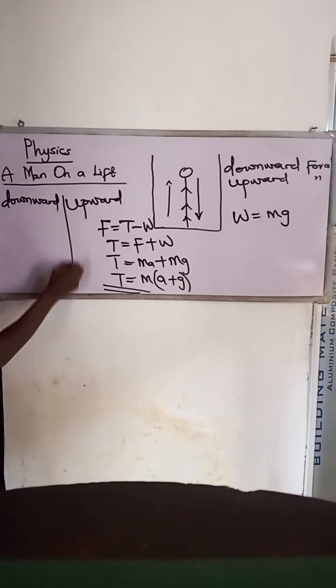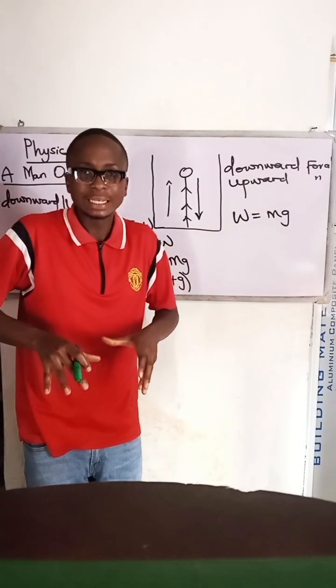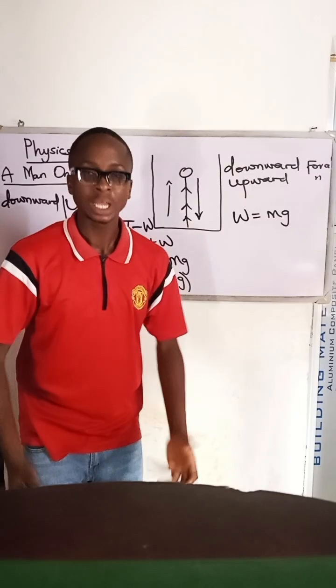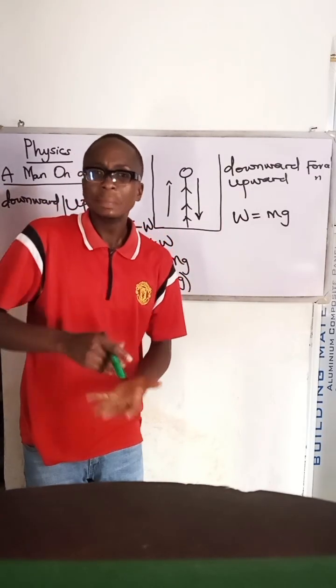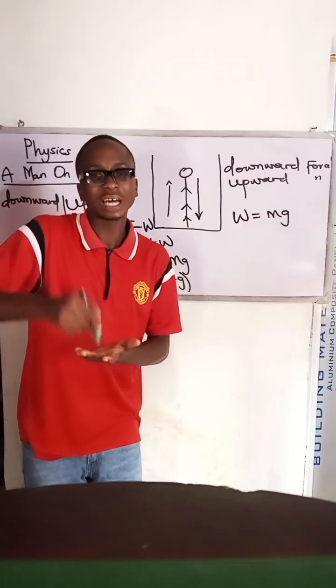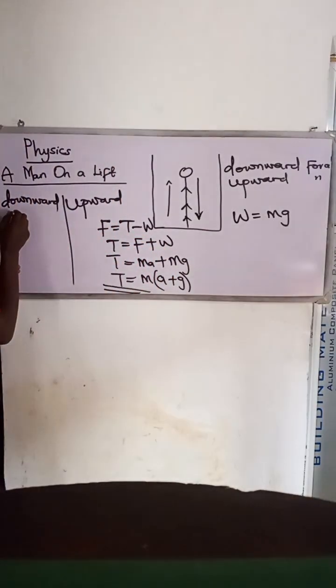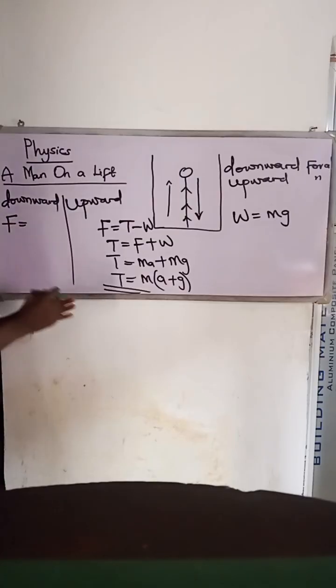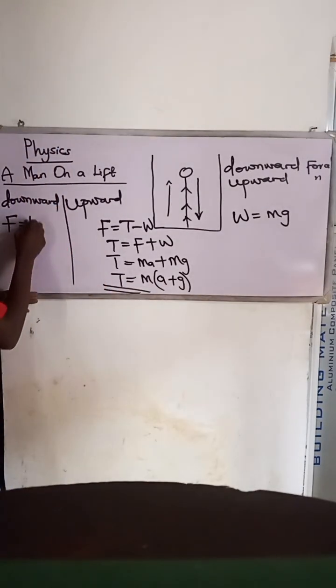Now, if the man is moving downward, what does it mean? It means that the man's weight is more than the tension. That is why he's moving downward. So it is also an unbalanced force. So the unbalanced force F is equal to weight minus tension, because the weight is more than the tension.